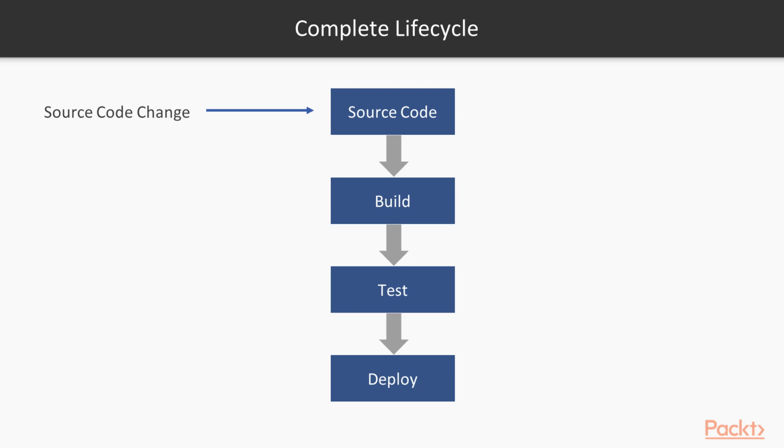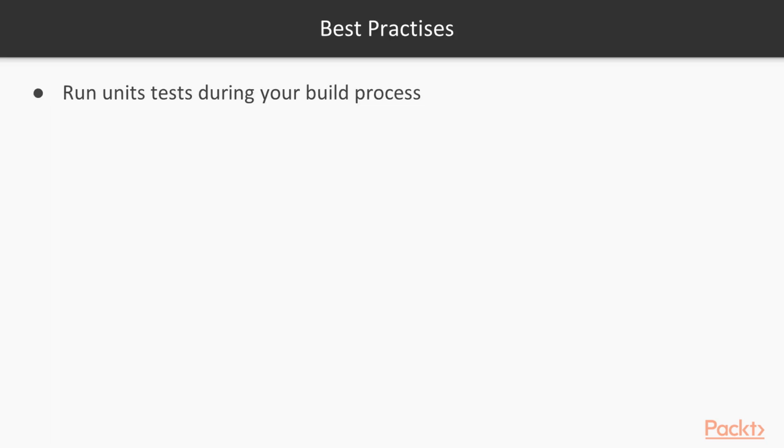So when you make a source code change to, for example, let's say your GitHub repository, that will trigger a step in the AWS CodePipeline. It will then trigger a build. The build could be from anywhere. You could trigger a test and you could trigger a deployment. Now, when it comes to the best practices in this complete pipeline, we saw we had the source code, the build, the test, and the deployment.